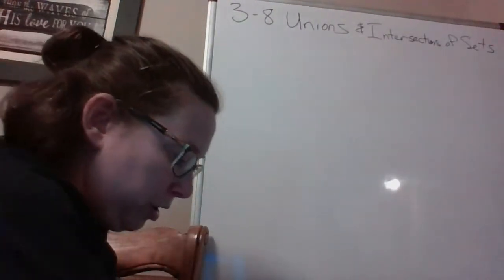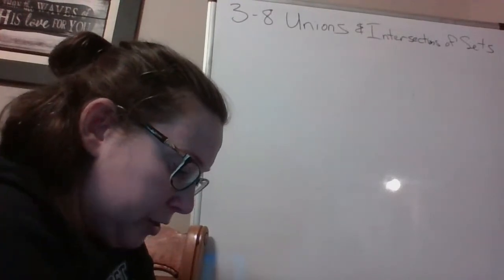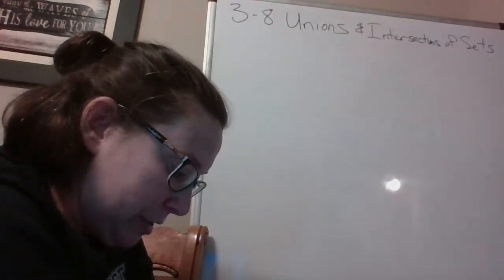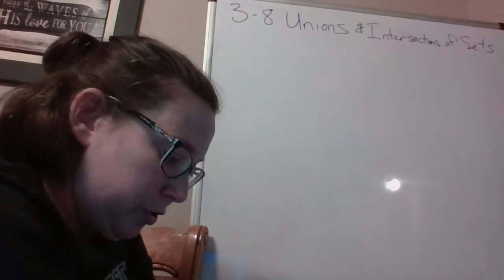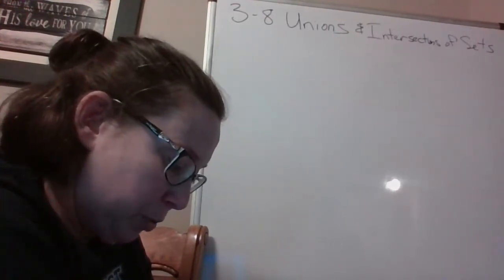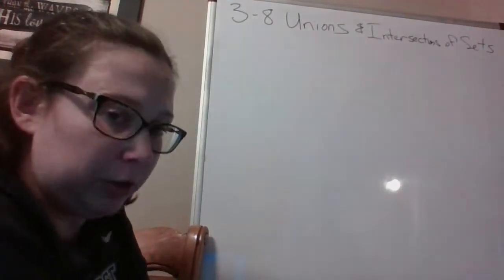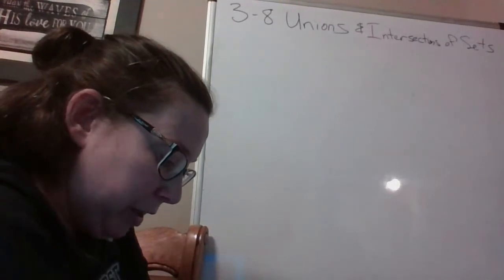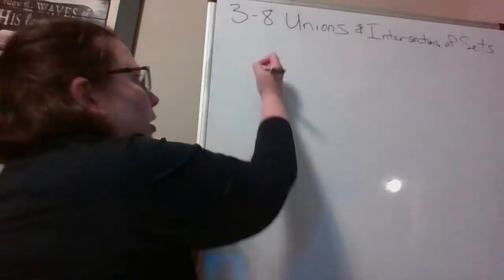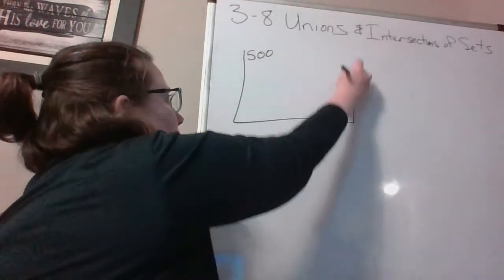So problem 4, it says of 500 commuters polled, some drive to work, some take public transportation, and some do both. 200 commuters drive to work, and 125 use both types of transportation. How many commuters take public transportation? So they tell us we have 500 people that have been polled.